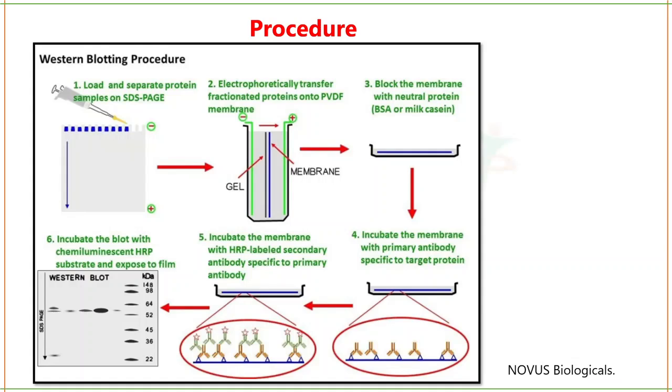So this is the procedure for Western blotting. First, you load the sample and separate the protein based on its molecular weight on SDS-PAGE. To perform Western blotting, you have to do SDS-PAGE. So that is the first step. You load and separate the protein samples based on SDS-PAGE.